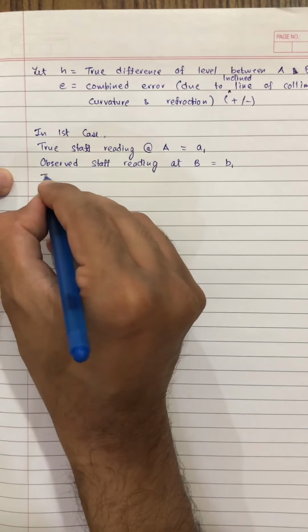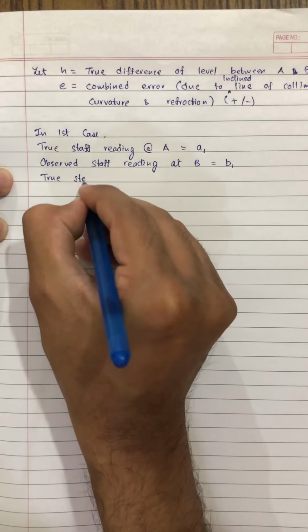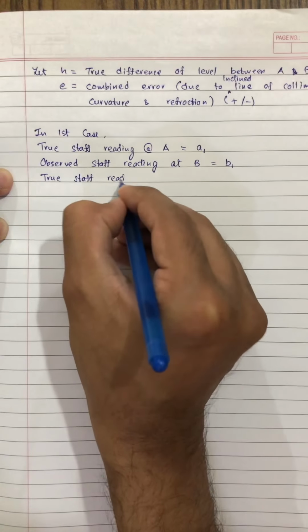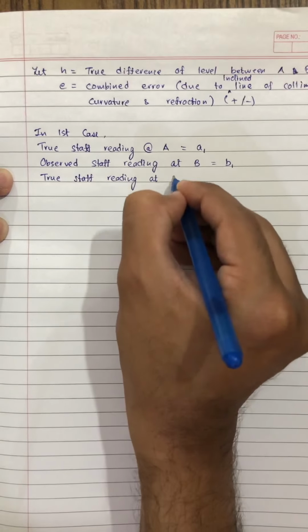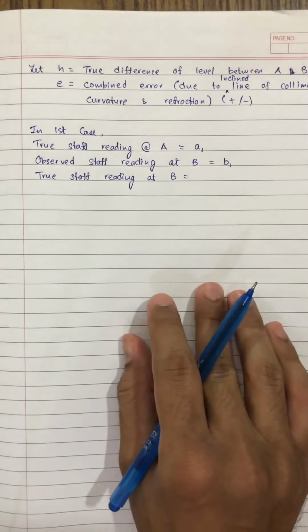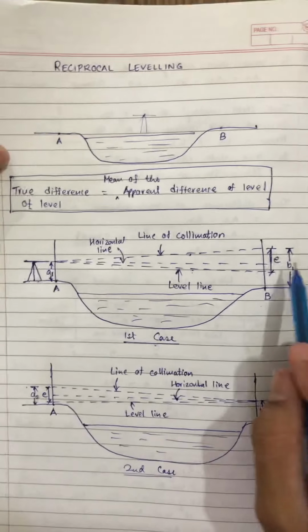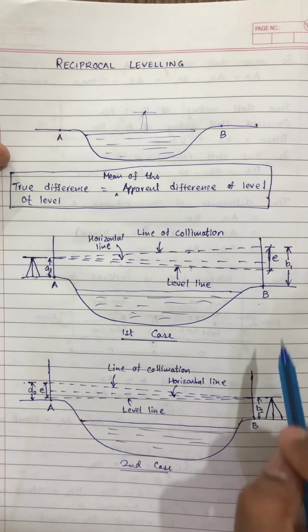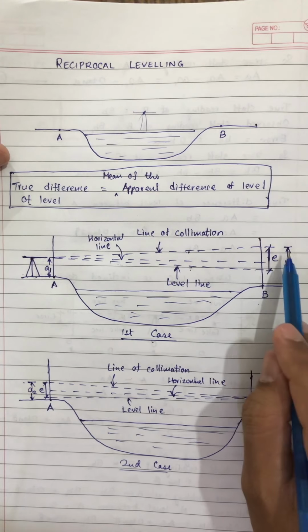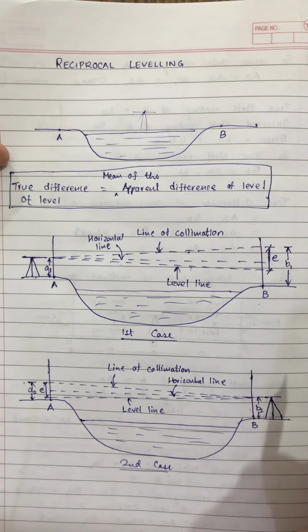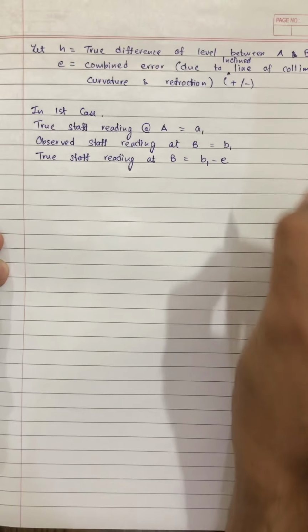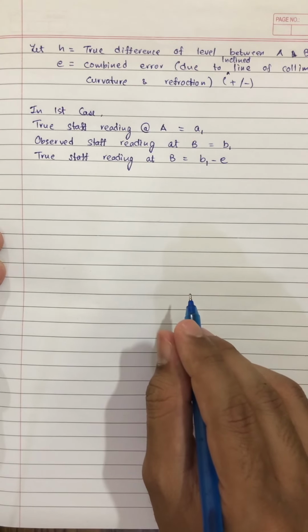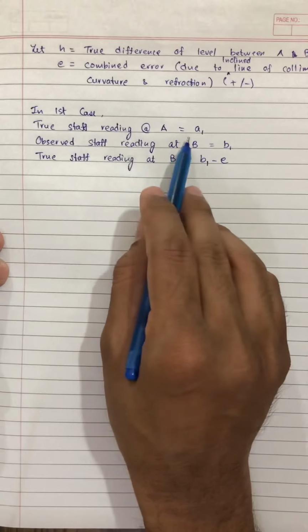So what will be the true staff reading at B? The true staff reading at B will be equal to this b1 minus this error. Okay, that will be the true staff reading. If we subtract this error from this observed reading, you will get the true staff reading. So hence this true staff reading at B will be equal to b1 minus E. Okay, now this true staff reading at A is equal to A1.